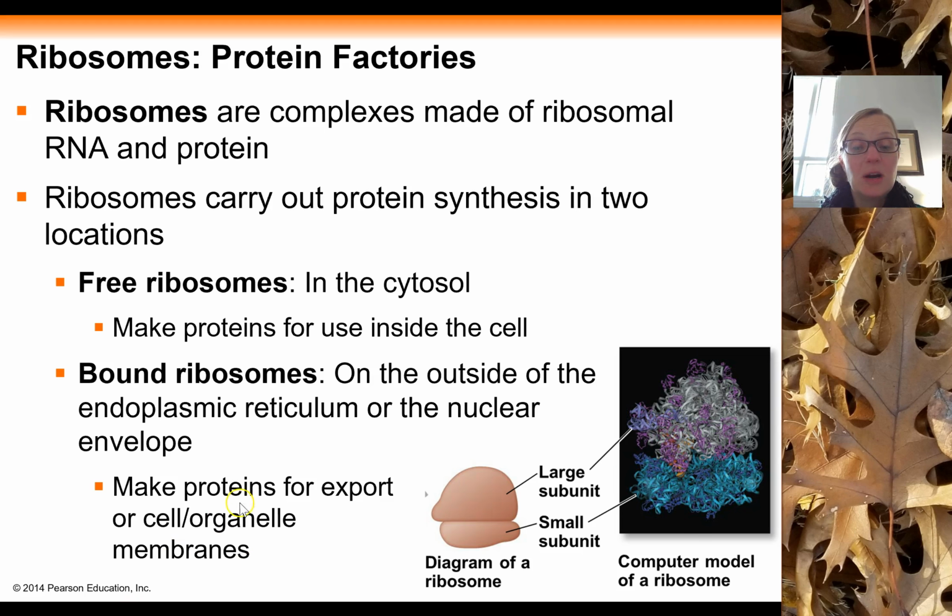Ribosomes also have two parts. So just a very simplistic view here of a ribosome. You'll notice it has a large subunit, call it the big potato, and then the small subunit, call it the small potato.